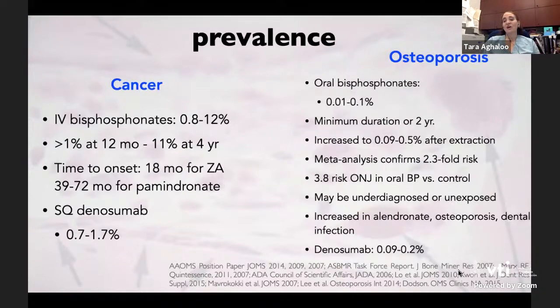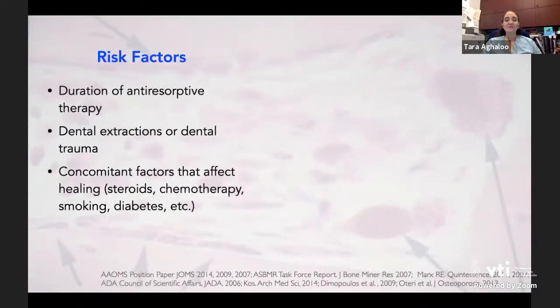And these prevalences are going to increase if you have certain things: if the patients are having a dental infection, if they are having an extraction, or if they've been on the medications for a longer amount of time. So certainly that's the range I usually tell my patients, but it is a little bit flexible depending on the other risk factors. And of course, if we're thinking about the risk factors, similar to what I mentioned, the duration of anti-resorptive therapy, if you're having extractions or other dental trauma, or the patient has other factors that might affect healing, such as steroids or chemotherapy, or if they're smokers or diabetics.